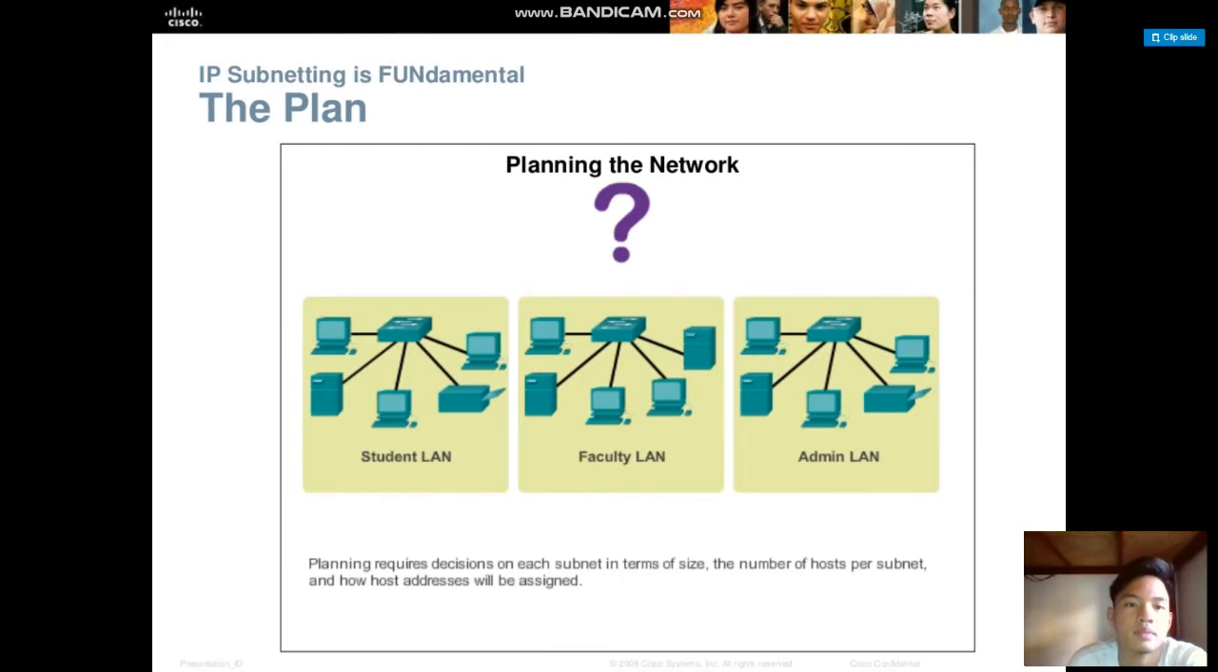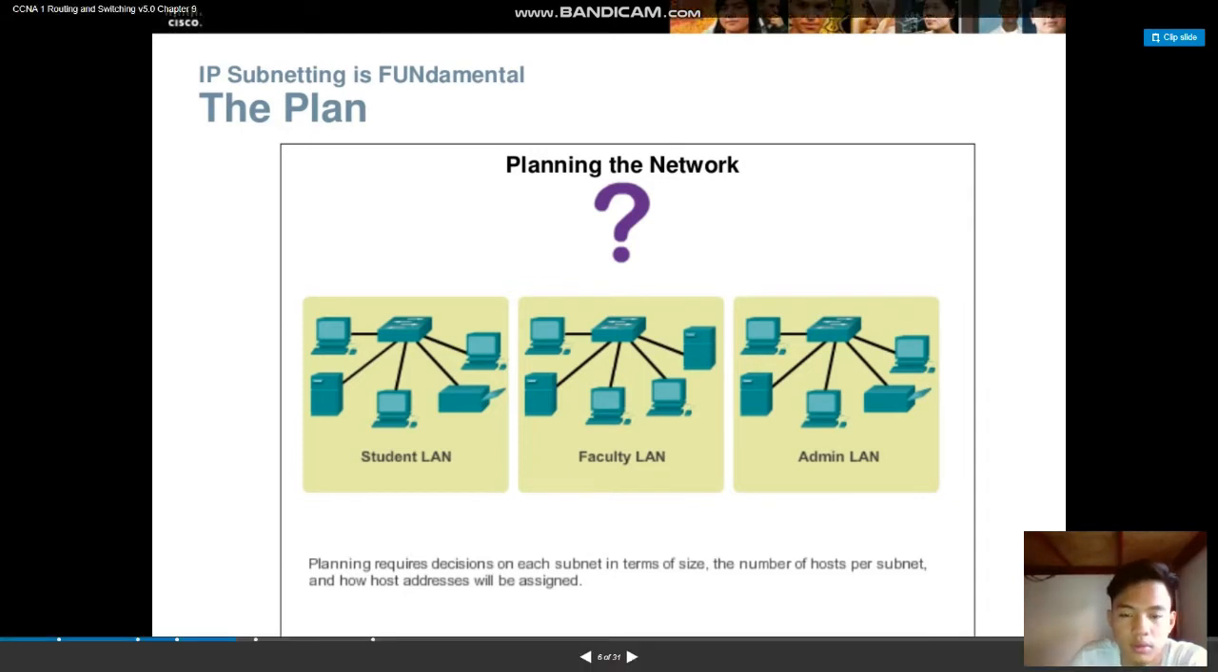So the plan. IP subnetting is fundamental. Planning the network. Planning requires decisions on each subnet in terms of size, the number of hosts per subnet, and how host addresses will be assigned. As you can see, we have an illustration here, namely the student LAN, faculty LAN, and the admin LAN.